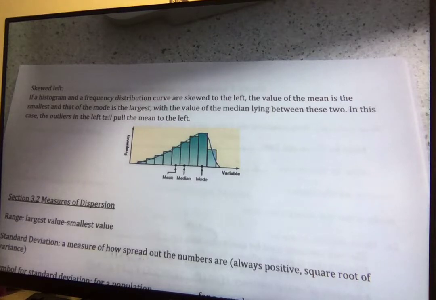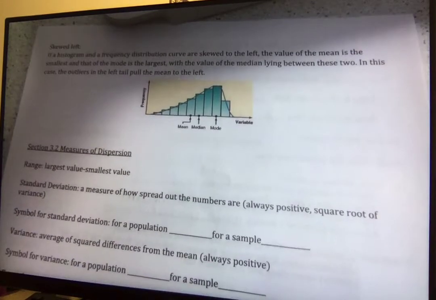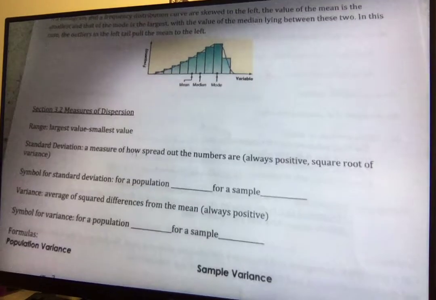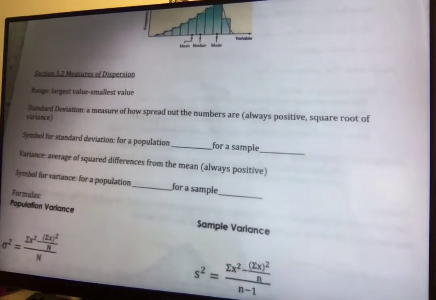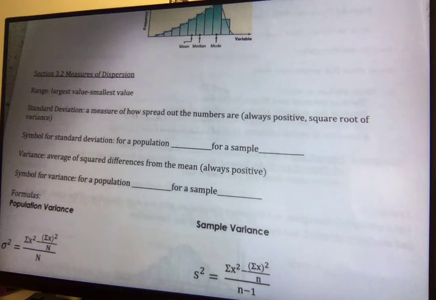So 3.2, measures of dispersion. We have what's called our range, which is where we're going to take the largest value minus the smallest value. We have our standard deviation, which is a measure of how spread out the numbers are. It's always positive, by the way, because how far it's spread is a distance, so it's always positive. And it's the square root of our variance. We're going to talk about the variance in a second.